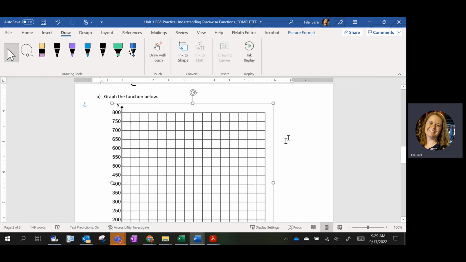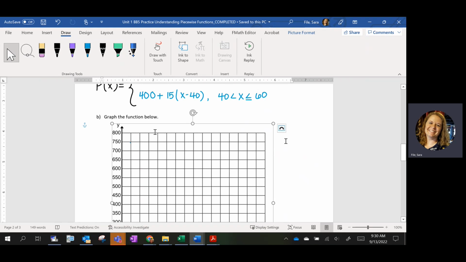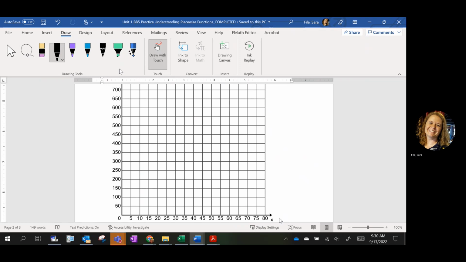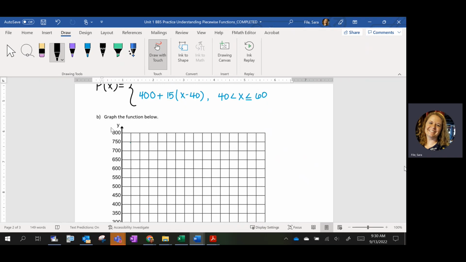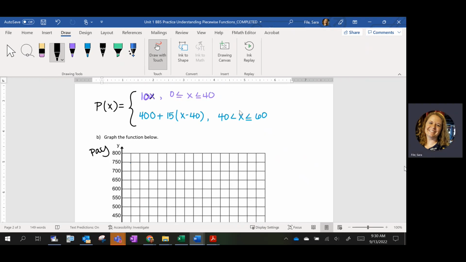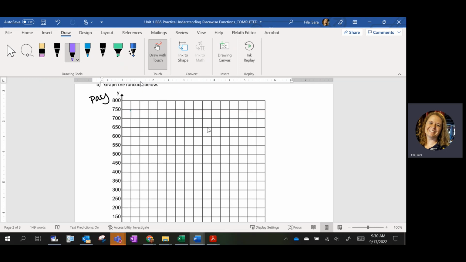All right, so now we're going to label our X and Y. So X is the number of hours worked. Okay, and then Y is your pay. Okay, how do I graph the first piece in purple, the 10x? What kind of function is this? Okay, linear function, starts at 0, the origin, slope of 10, and I go until X is 40.